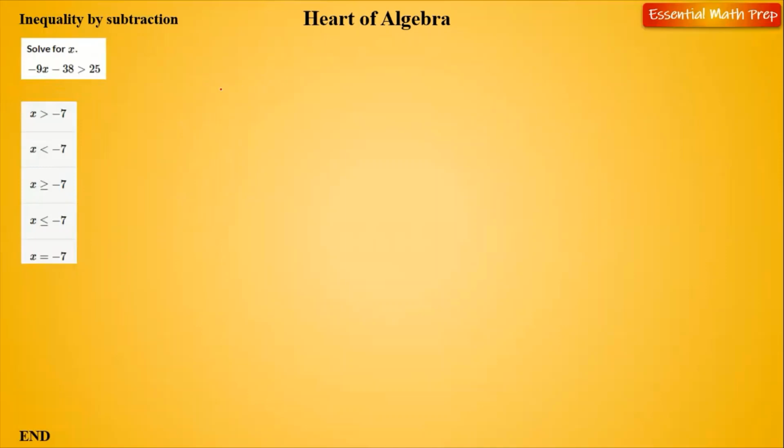This will be the last problem in this video. Negative 9x minus 38 is greater than 25. We can add 38 on both sides, which would be 25 plus 38. It's 63, right? And then you divide by 9, which makes x is greater than 7. And you flip the sign when you multiply or divide by a negative, so x is less than negative 7.